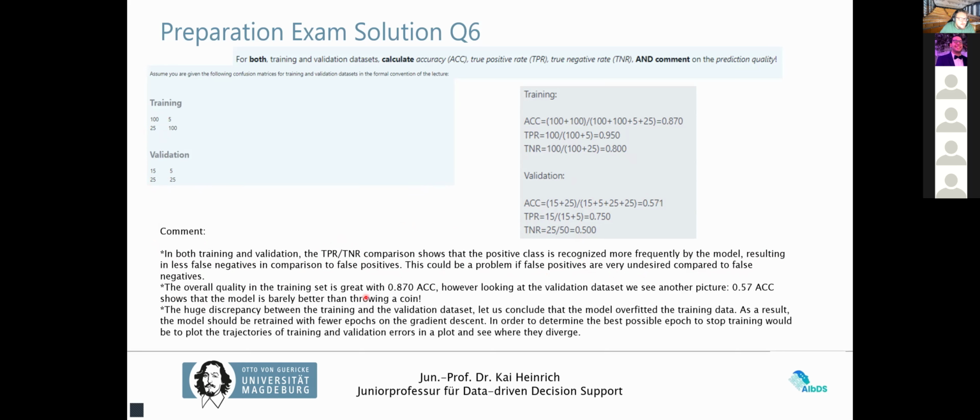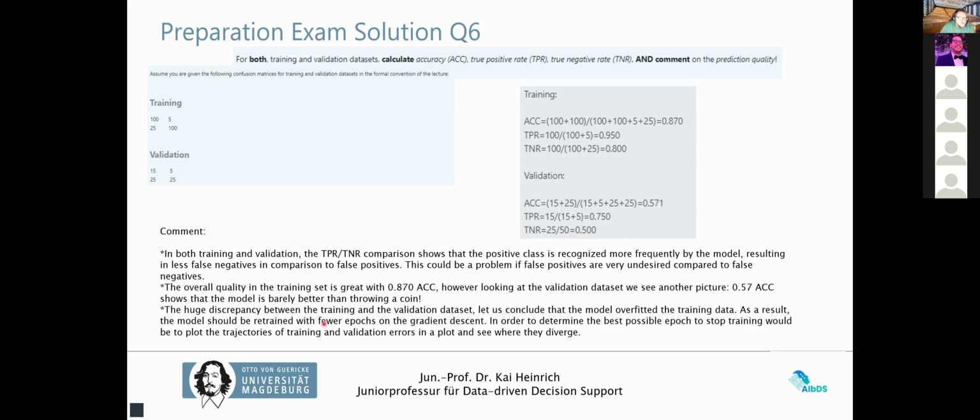The overall quality in the training set is great. However, looking at the validation set, we see another picture. So this is important. This is very important. The huge discrepancy between the training and validation set led us to conclude that the model overfitted the training data. This is also something you have to diagnose. Remember the graph I showed you with the bias-variance trade-off? This is it, right? So we can conclude that the training error goes down and the validation error goes up. The discrepancy here between training and validation is exactly the graphic that you saw on the slide. So you should notice that.